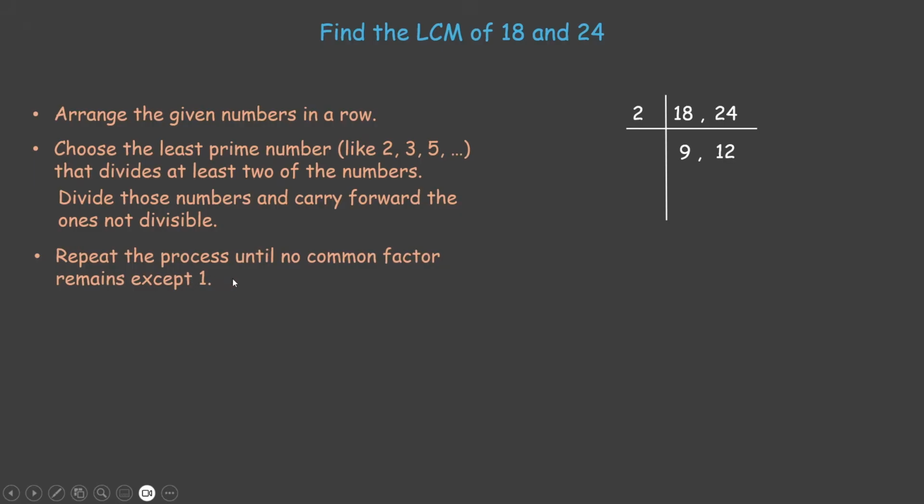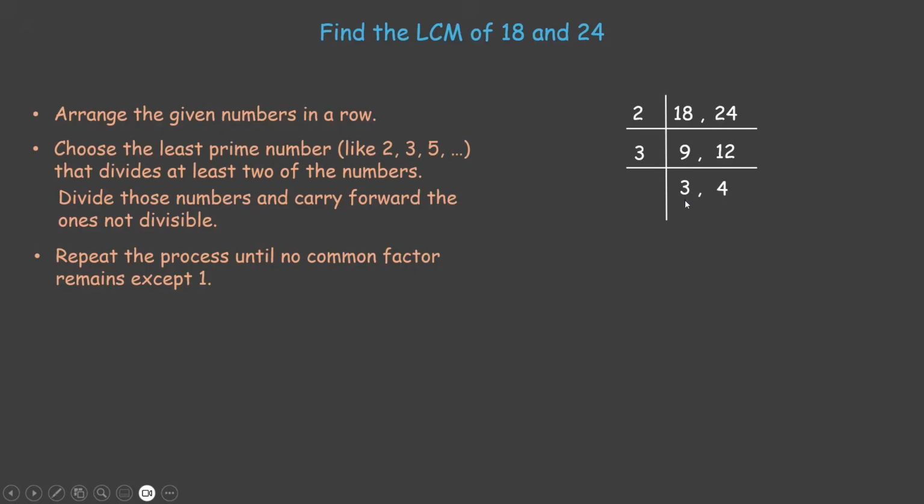Then we repeat the process until no common factor remains except 1. So let's see over here. In this case, we do have a common factor other than 1. This is odd, this is even. So clearly we cannot divide them by 2. But if we look at the next prime number, which is 3, we see that both of these are divisible by 3. So we divide them by 3, we'll get 3 over here, and 12 divided by 3 will give us 4. Once again, we'll repeat the process until no common factor remains except 1.